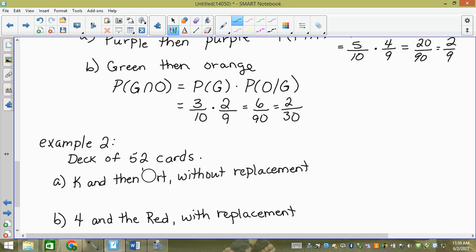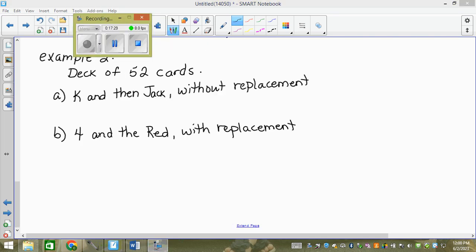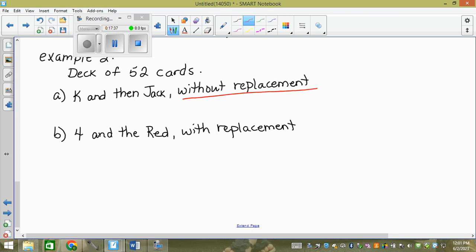I'm going to make it hard because I'm going to make you have 2 cases if I do it that way. Let's do king and jack. So here we have without replacement. What does that tell us? It's dependent. Means I have to have that slash in my formula, right? Because I have this and I'm holding it in my hand.